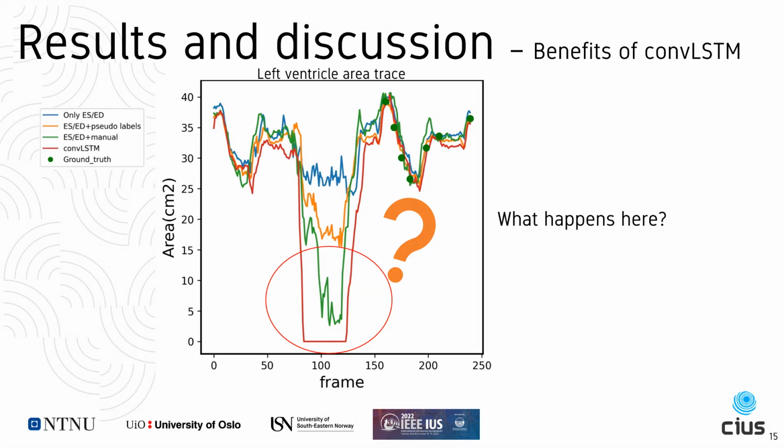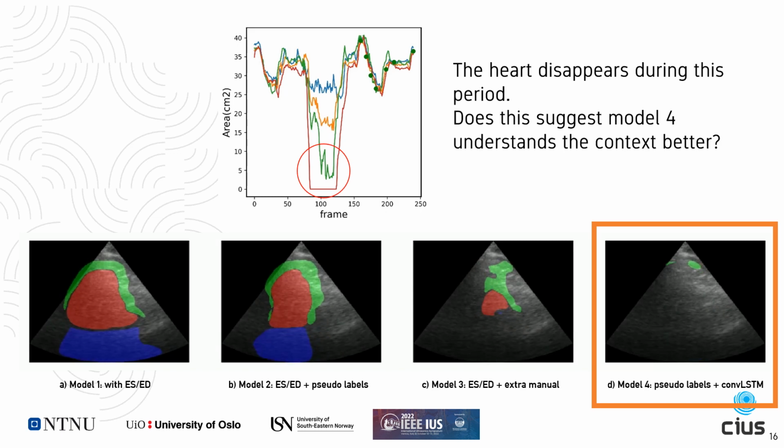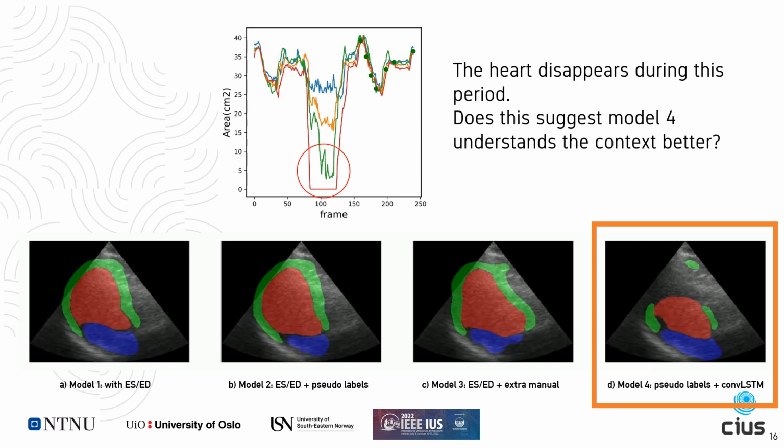When comparing the performance of different models, I found a special case. The prediction of the left ventricle's area drops to 0 in the red trace, which is predicted by Model 4, UNet plus conv-LSTM. So what happened here? Here is the corresponding recording. Let's look at this sequence.